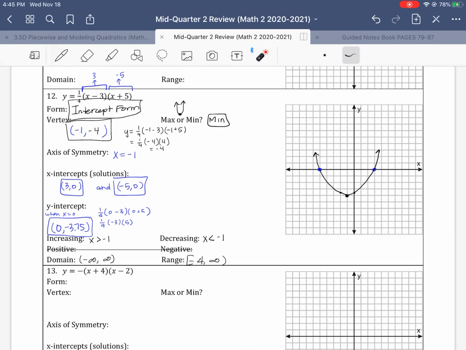Okay, those are all the forms and all of their key features. So work through that and then use the key to kind of help check to see how you're doing.